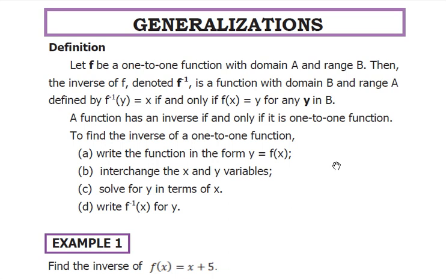A function has an inverse if and only if it is a one-to-one function. Now here are the steps to find the inverse of a one-to-one function. Step 1, write the function in the form y equals f of x. Step 2, interchange the x and y variables. Step 3, solve for y in terms of x. And the last step, write f inverse of x instead of y.